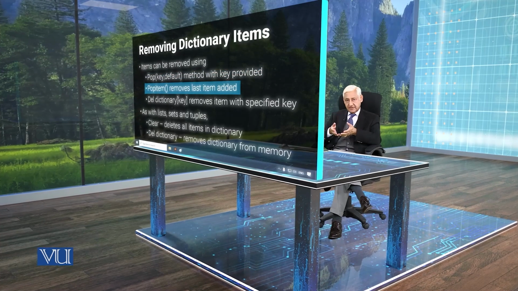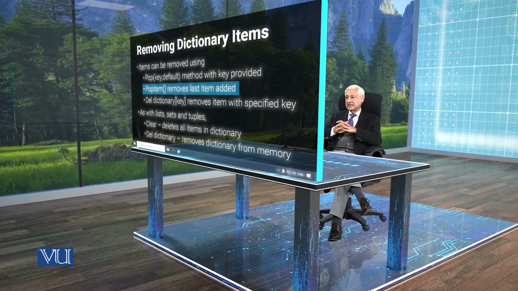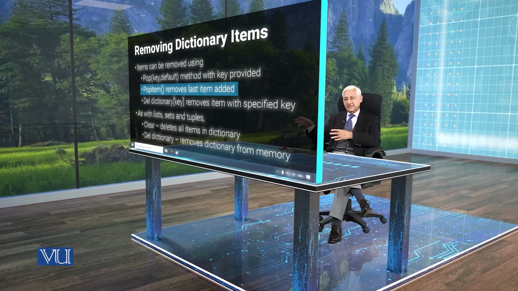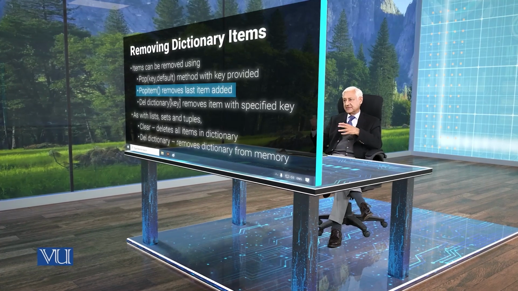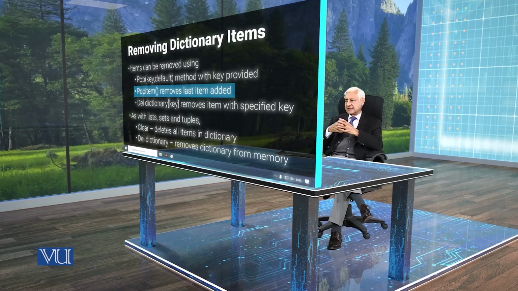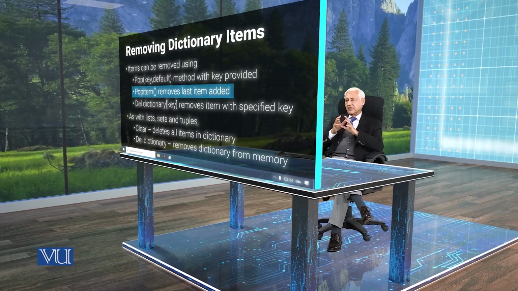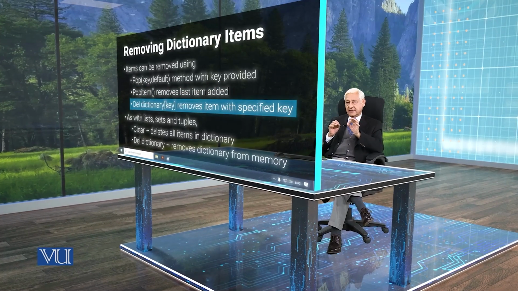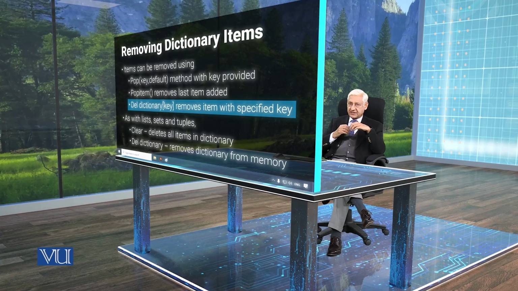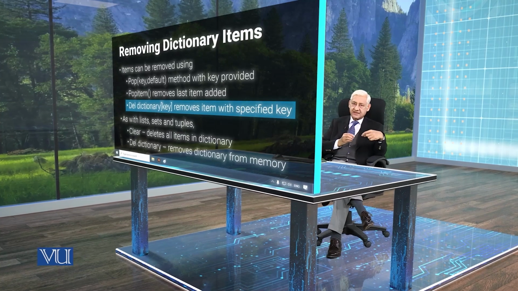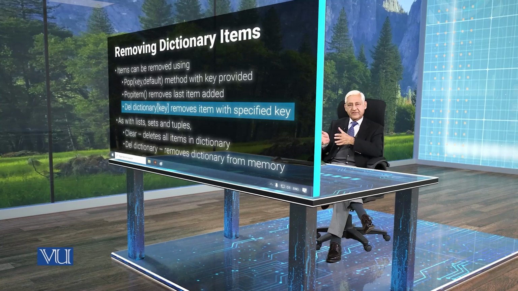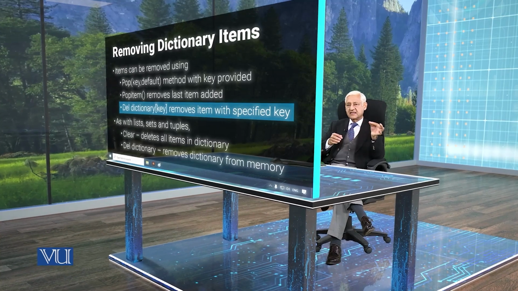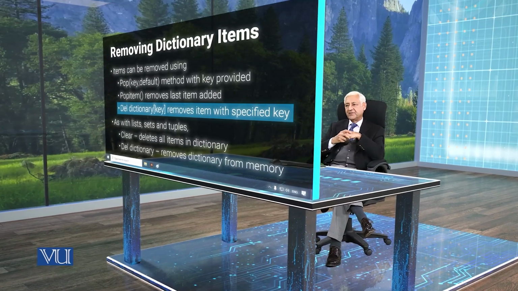There's a popitem method associated with dictionaries, and it removes the last item added to the dictionary. Remember, dictionaries are ordered, so we can think in terms of first and last. We can delete an item using the del Python function, which is not a dictionary method, it's an outer Python function. And if we say dictionary name with a key, it deletes that specific item from a dictionary.